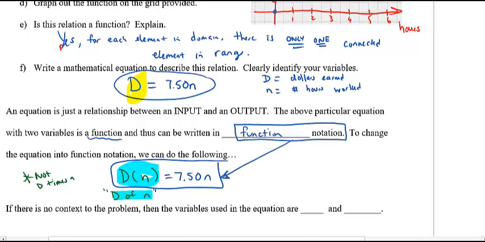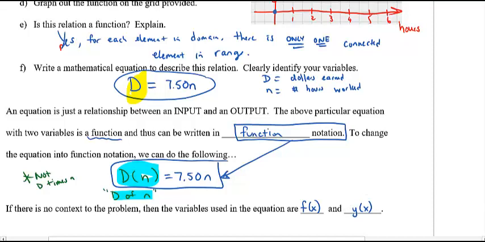And by the way, if there's no context to the problem, so I use D because I talked about dollars, if there's no context to it, then a lot of times in math we use f of x, or they sometimes use the notation y of x. Okay, like y is the dependent variable, it's connected with the independent variable x.